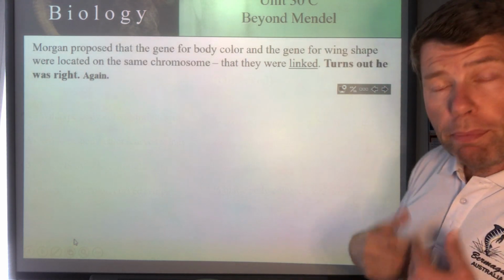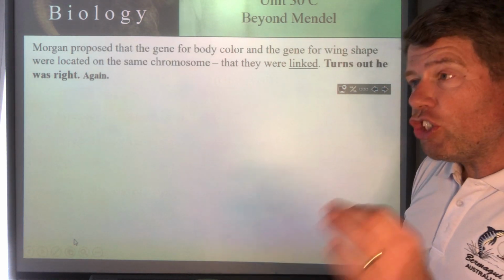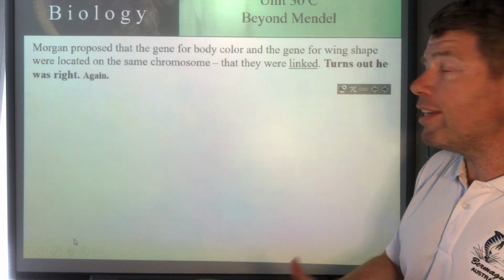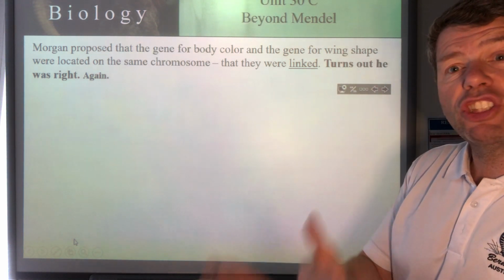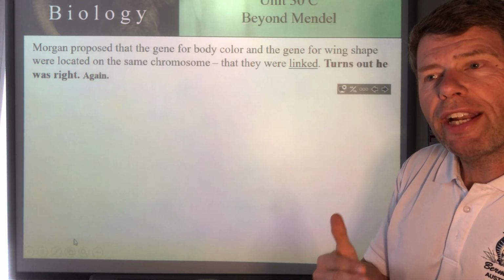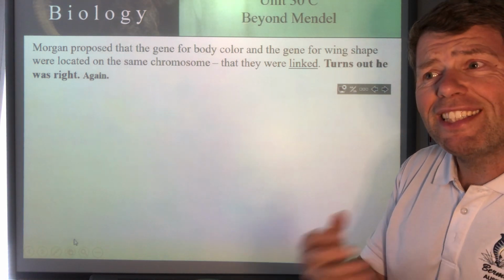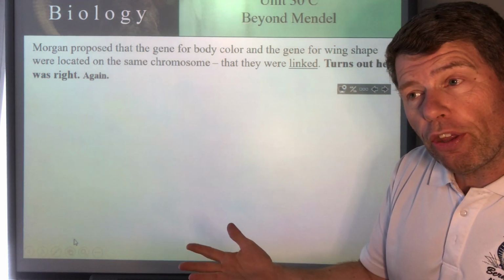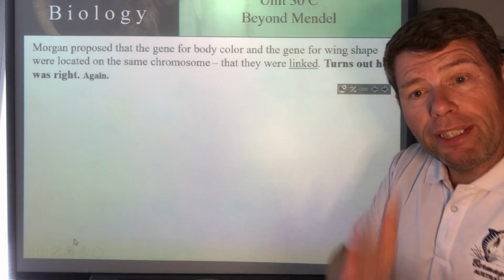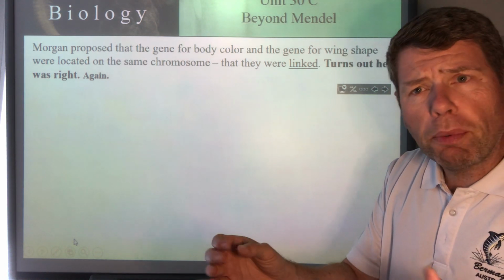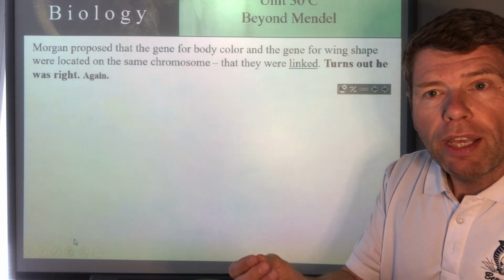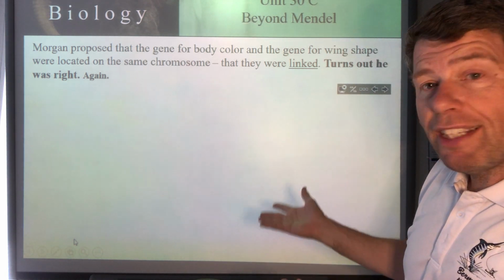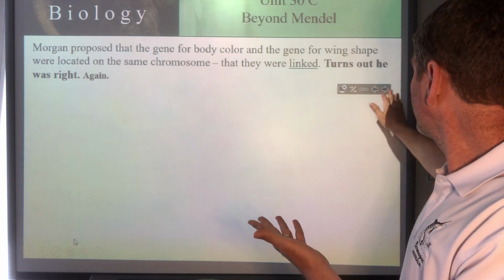Well, what he proposed was that the gene for the body color and the gene for wing shape were located on the very same chromosome, that they were actually linked. So that was not following our typical Mendelian situation where we assume that the genes are independent from each other, which means they would be on completely separate chromosomes and able to align during meiosis independent of each other. But this time, if they're linked, they are dependent on each other.